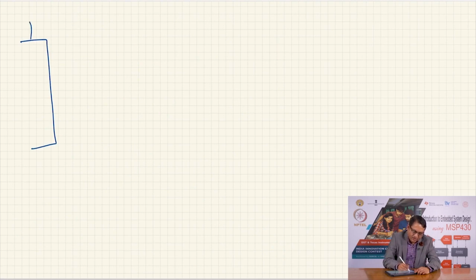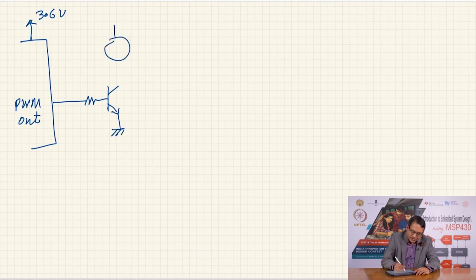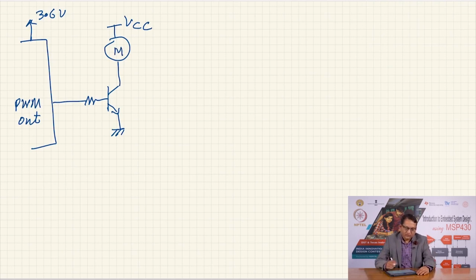Here is my microcontroller, which is say powered at 3.6 volts. I need a mechanism to generate a PWM signal. So, I will say PWM out, and we will see how a PWM signal can be generated out of the MSP430. I will take an NPN transistor in the similar way that we used earlier, and I will put a DC motor here, and this is VCC, which can be 3.6 volts or even higher. By changing the PWM duty cycle here, I can change the average voltage that appears across this motor, and it can change the speed.